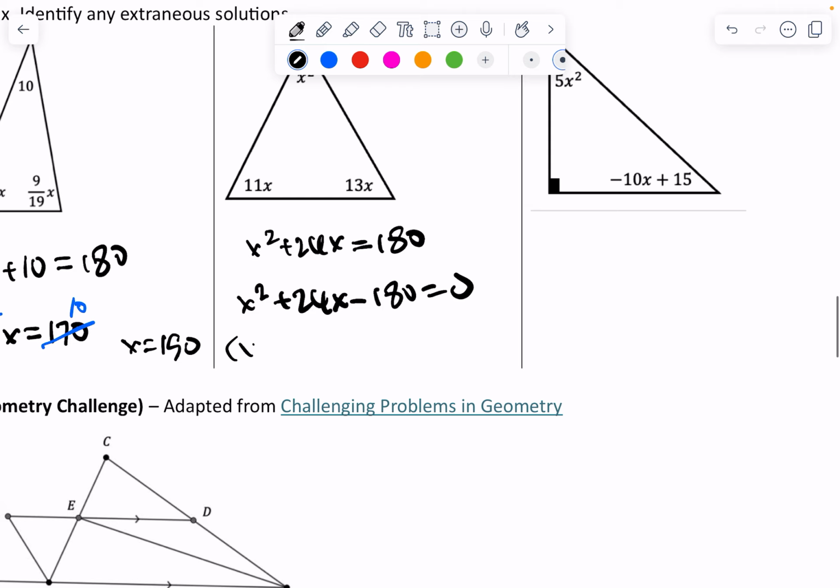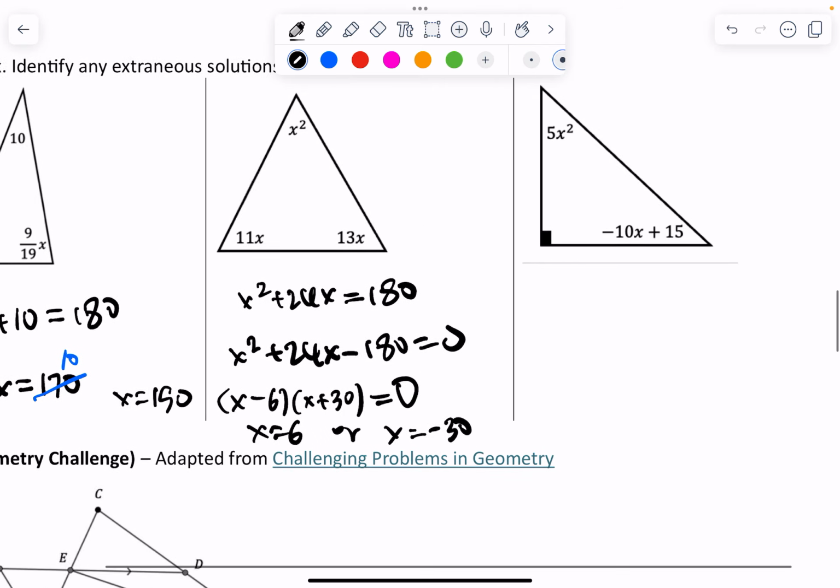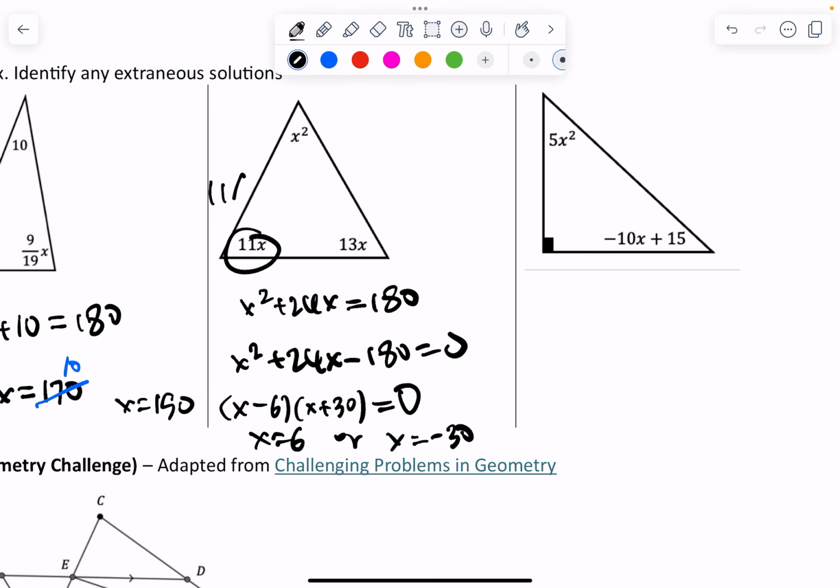X minus, well, what is 180? 6 and 30. Not 6 and 7. Okay. So x is equal to 6, or x is equal to negative 30. And negative 30 is extraneous because 11x, 11 times negative 30, is less than 0.